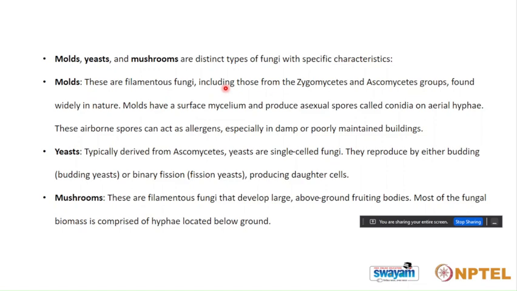In the case of budding, a single yeast can produce multiple yeasts by producing multiple buds. But in the case of binary fission, only two yeast cells can be produced due to fission. Other than that, mushrooms are also filamentous fungi, but they have large fruiting bodies. In that way, they differ from the other two classes, molds and yeasts. These mushrooms have hyphae, which are located below the ground.